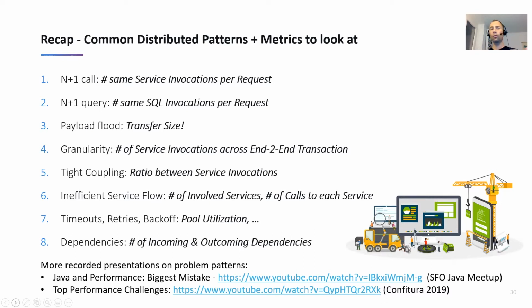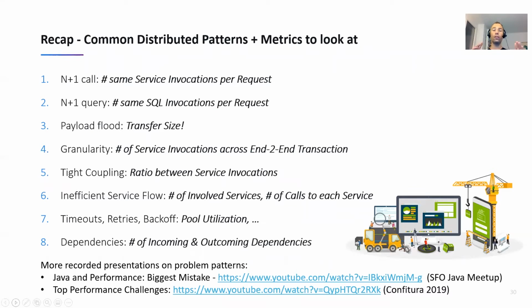You can look at log files, or you write your own metrics to your metric store, or you're using a monitoring solution. Then you get a lot of metrics that can actually tell you, by looking at these metrics, if your system, your architecture, is suffering from these common distributed patterns.